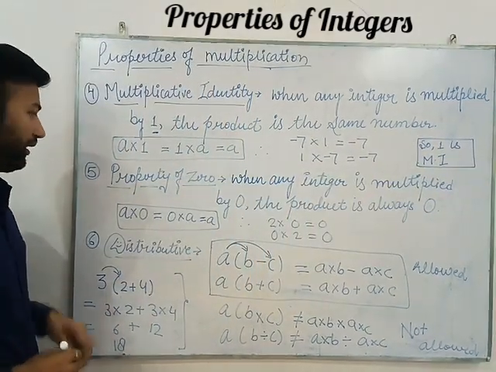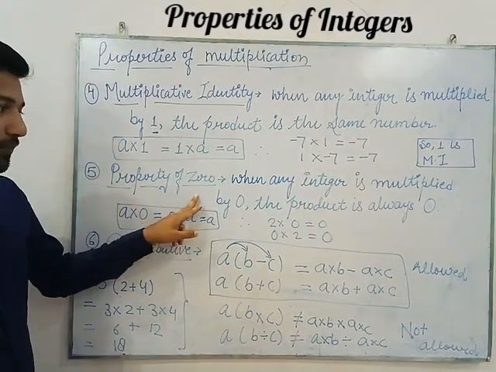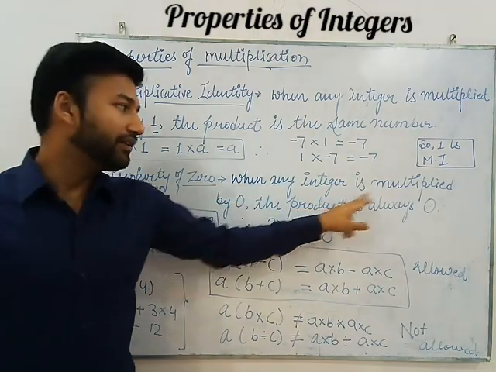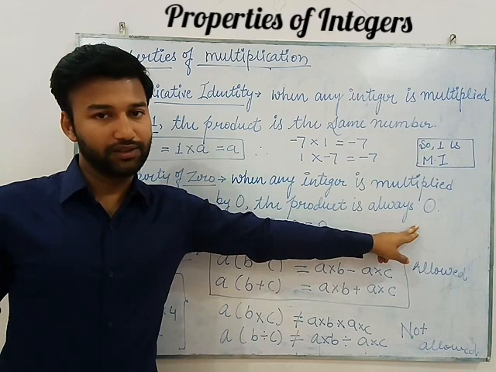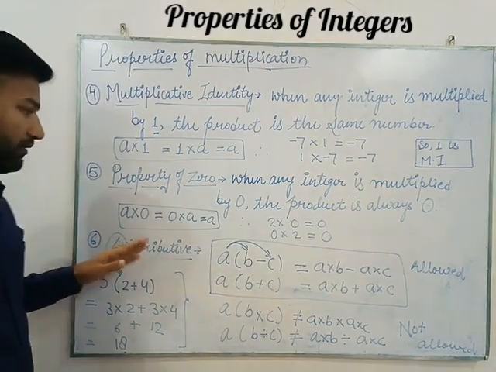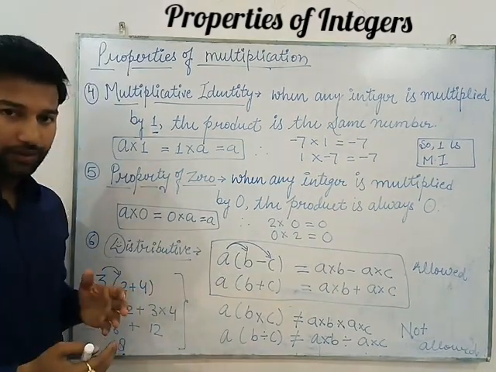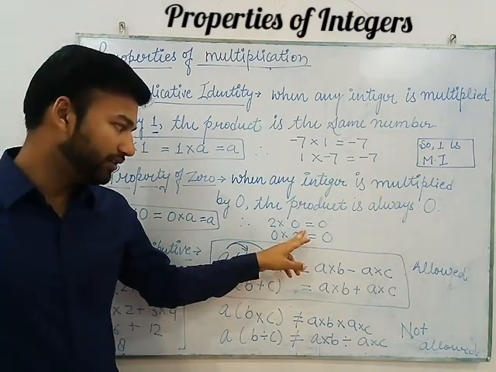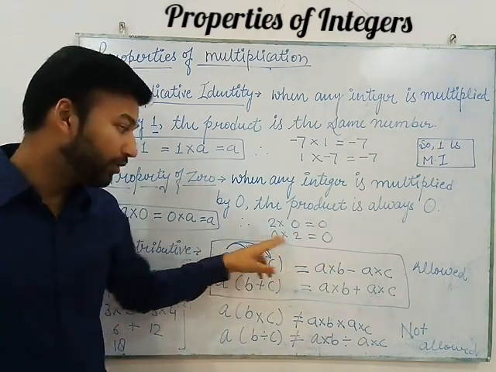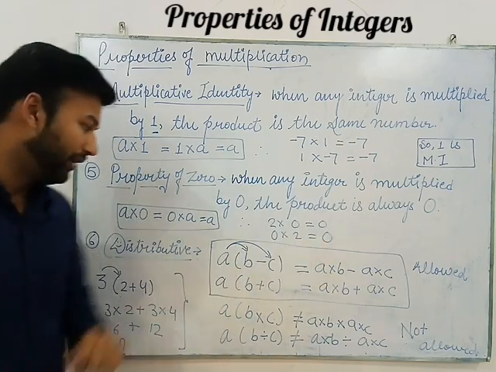Okay, remember it. Fifth, property of 0. When any integer is multiplied by 0, the product is always 0. Means when we multiply any number by 0, then answer always 0. See, 2 multiply 0, answer 0. Or 0 multiply 2, answer 0.